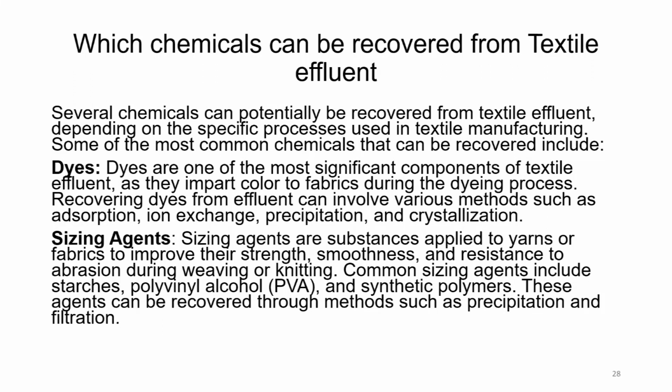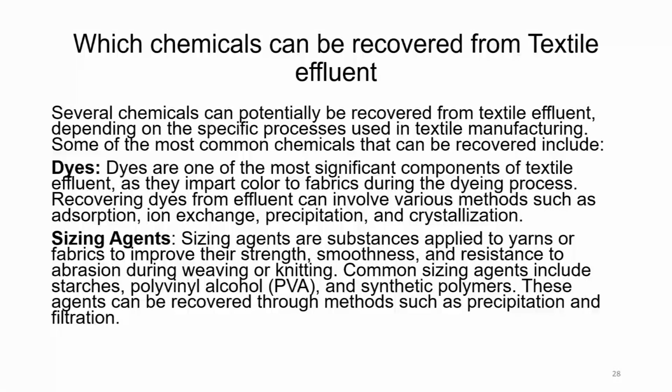Which chemicals can be recovered? Dyes, sizing agents and some other chemicals can be recovered. Several chemicals can be potentially recovered from textile effluent, but not all of them. So, let us look at it one by one. Dyes are one of the most significant components of textile effluent, and I gave you an example also. Recovering dyes from effluent can involve various methods such as adsorption, ion exchange, precipitation, crystallization, or even if it is not recovered, I told you another alternative.